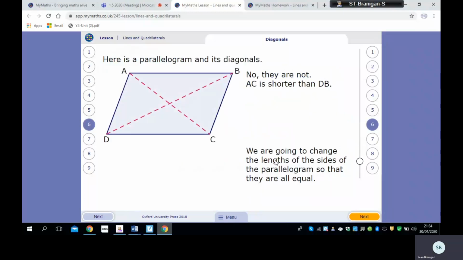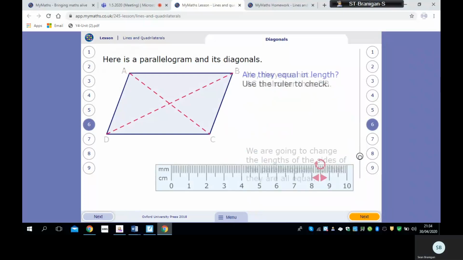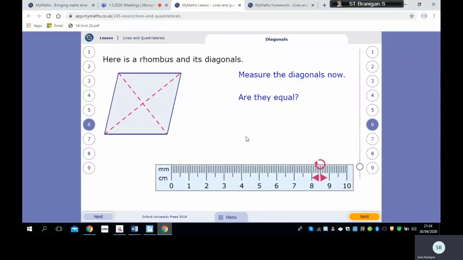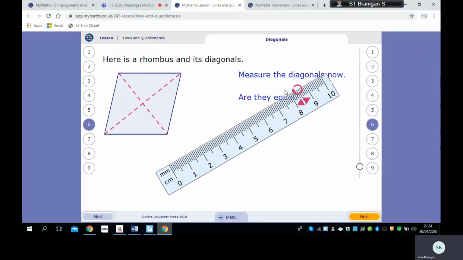Okay, here's a parallelogram. Oh, sorry, I've skipped ahead there. Here's a parallelogram. Well, I've already told you the answer. A to C is actually shorter than D to B. They do not measure the same length, similar to a rectangle, because all of the sides are not of equal length. A square and a rhombus, they will create right angles where the diagonals meet up, because they are all of equal length. A square has diagonals of equal length.